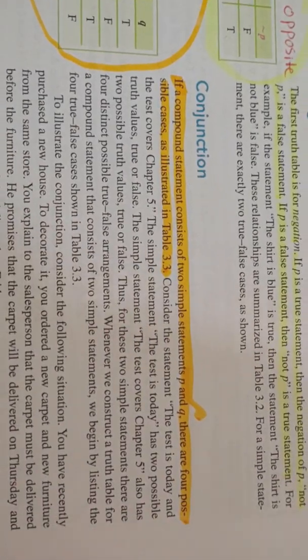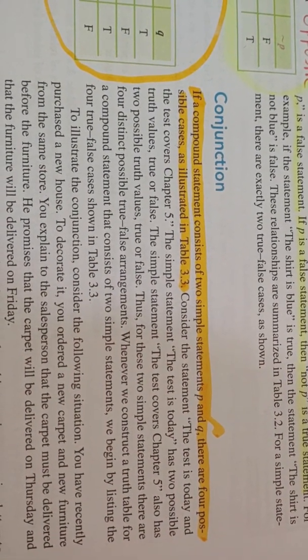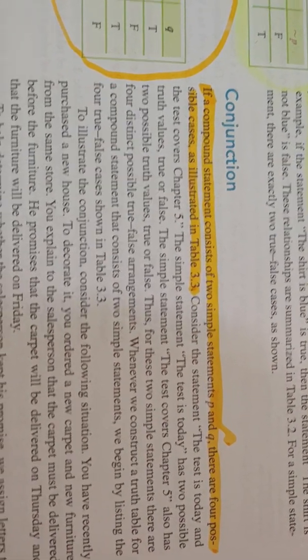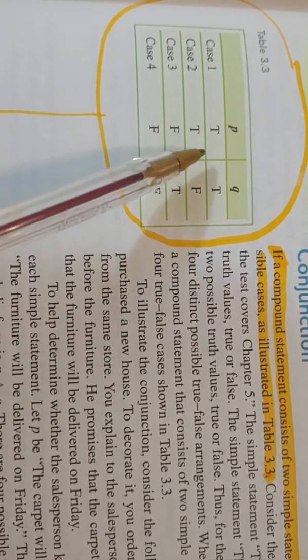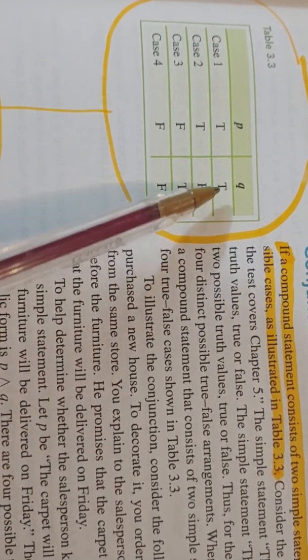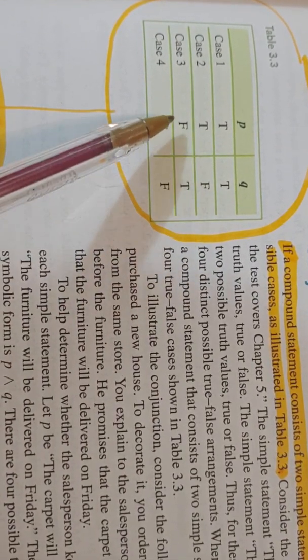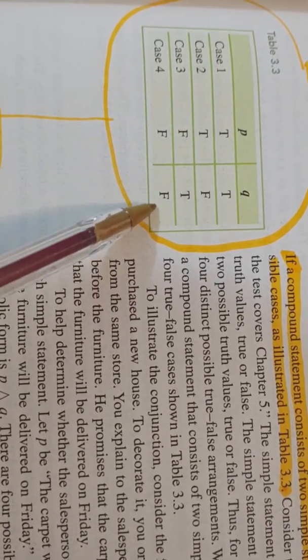On our conjunctions, if a compound statement consists of 2 simple statements, P and Q, there are 4 possible cases. The 4 possible cases are, case 1, where P is true and Q is true, where P is true but Q is false, where P is false but Q is true, and where they're both false.